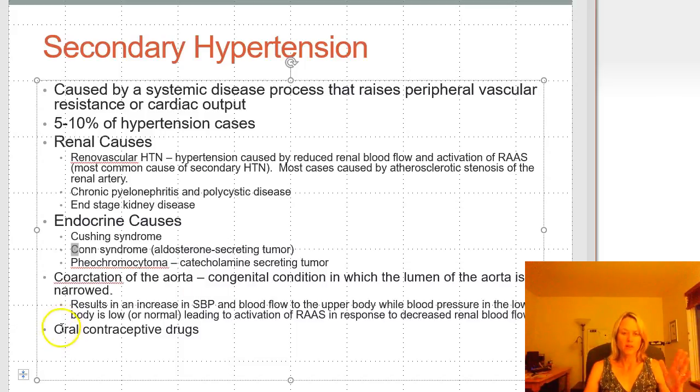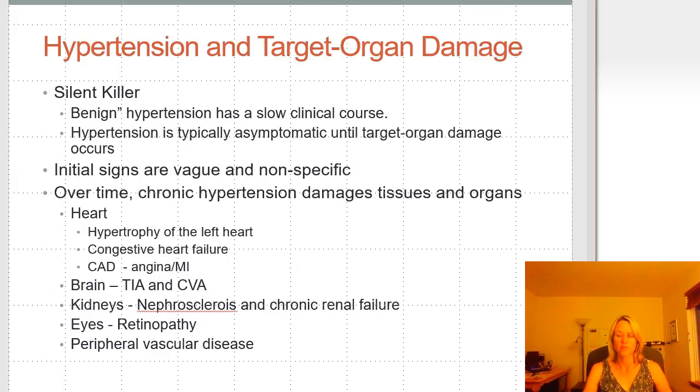And then last but not least, oral contraceptive drugs can also lead to secondary hypertension. Hypertension is often referred to as the silent killer because it occurs asymptomatically until damage is done, so you don't necessarily feel the development of hypertension. That's why it's so important to get regular blood pressure checks, because that's the only way we can tell before there is damage that you have high blood pressure.